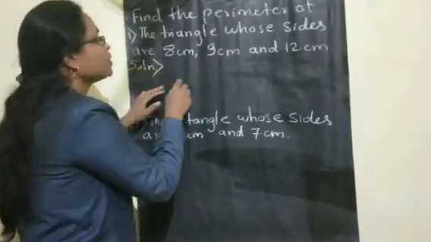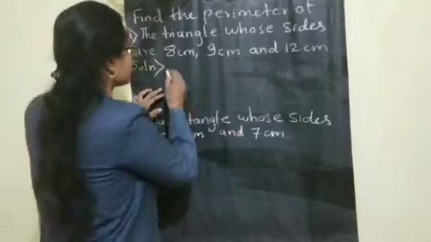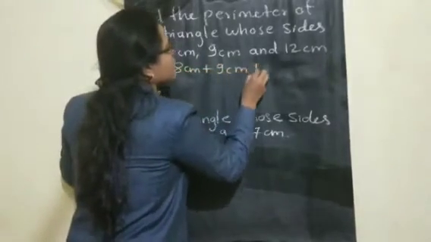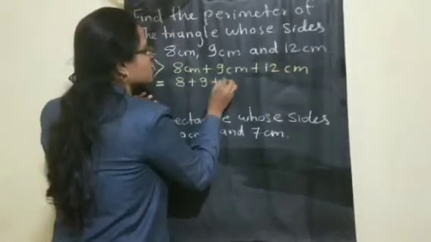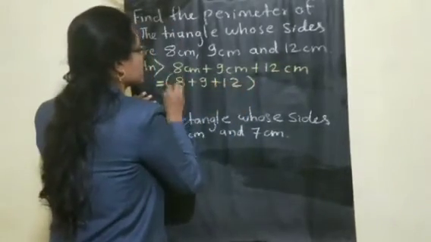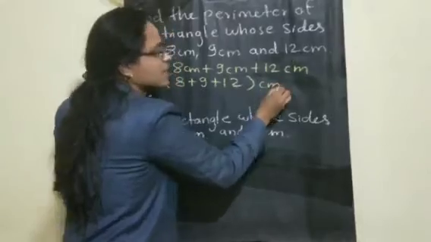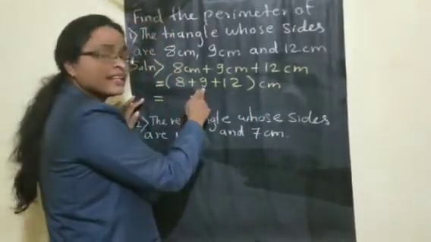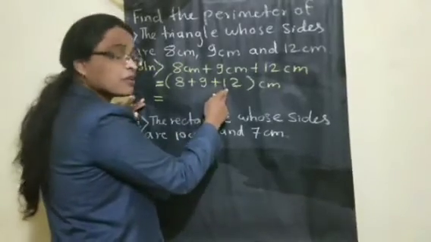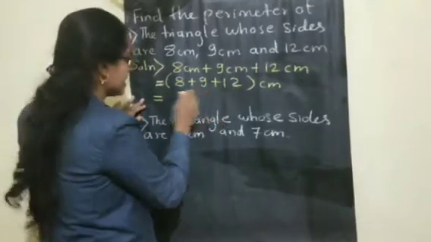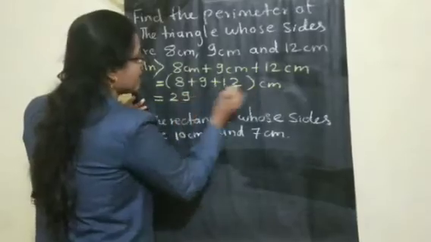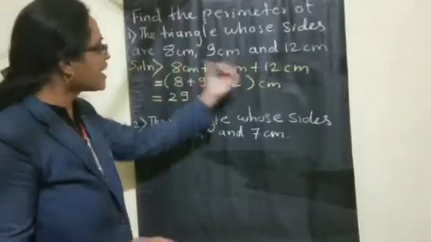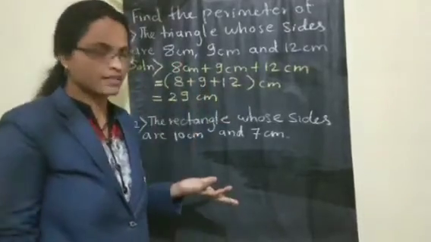What will you do? You have to add all the sides. So 8 centimeter plus 9 centimeter plus 12, write all the numbers together and take centimeter outside as a common unit. Okay. So now 8 plus 9, 17. And 17 plus 12, how much, children? 29. So you have to write 29 centimeter. Like this, easily you can just add the boundaries and get your answer.